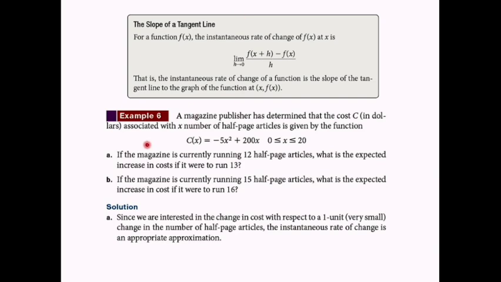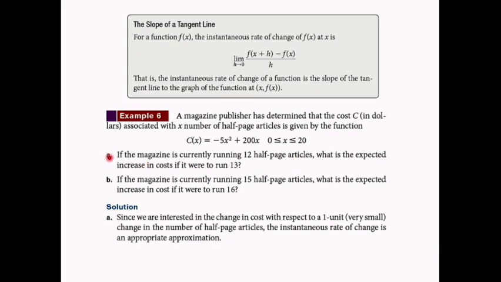So let's look at example 6. A magazine publisher has determined that the cost C in dollars associated with x number of half-page articles is given by this function. So we have the cost is equal to minus 5x squared plus 200x. And remember, x is the number of half-page articles. And we are going to look at this only on the interval from 0 to 20 inclusive.